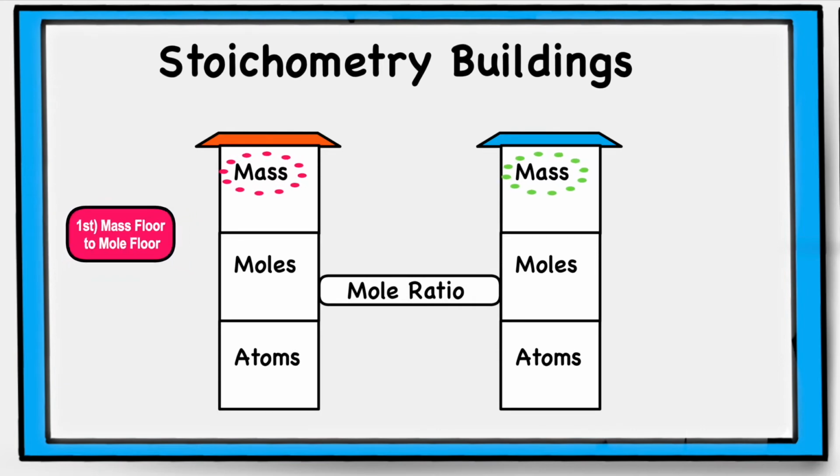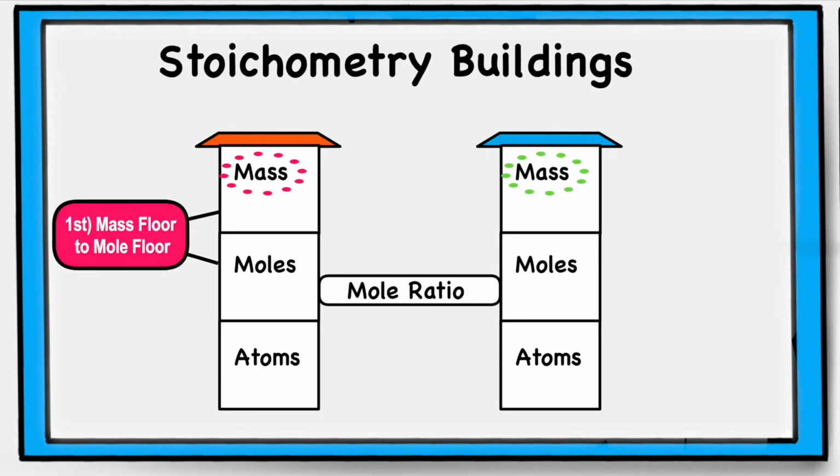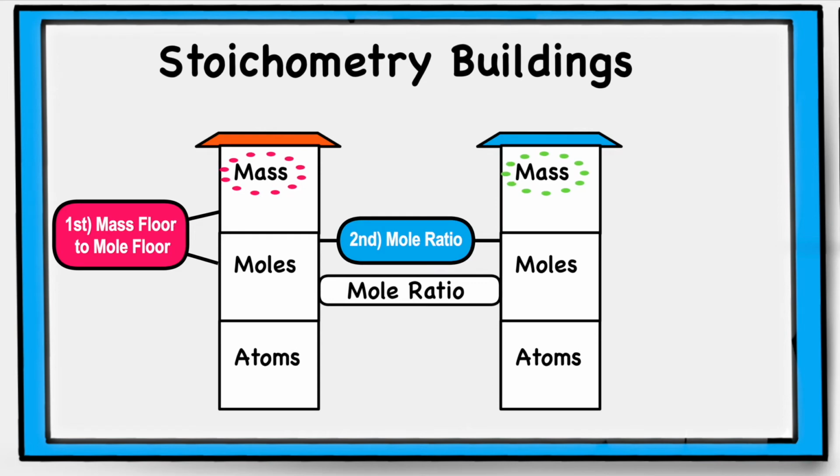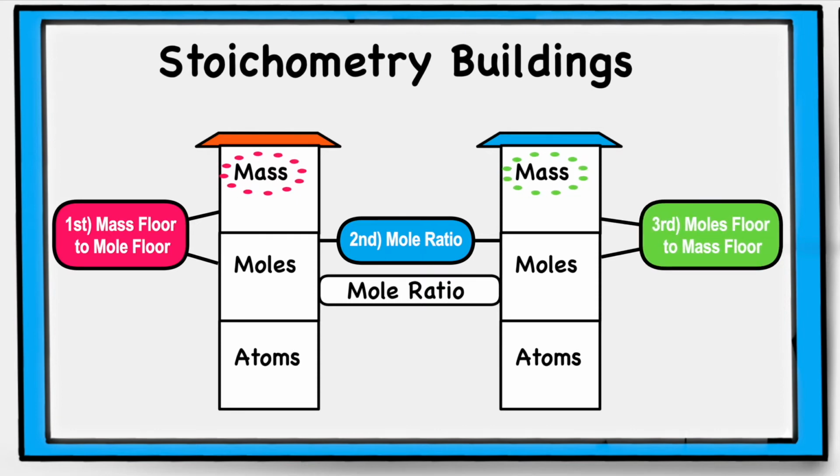Go from the mass floor to the mole floor, and then from the mole floor, I'm going to have to cross the mole ratio bridge to get into the mole floor of the second building. Then I'm going to have to go up from my moles to my mass floor on the second building. If you haven't guessed it by now, this is a parallel to how to solve mass-mass problems.